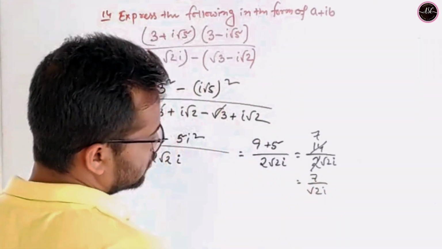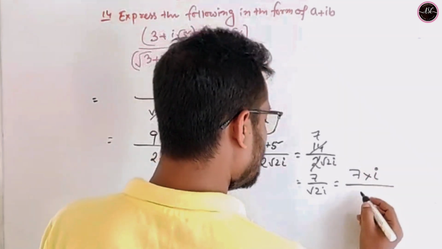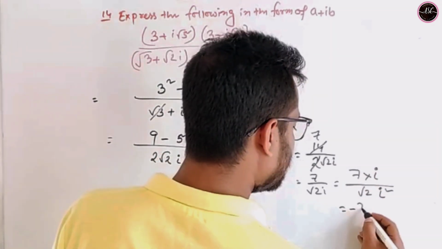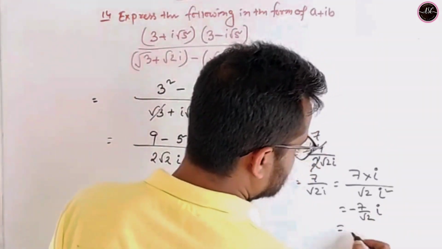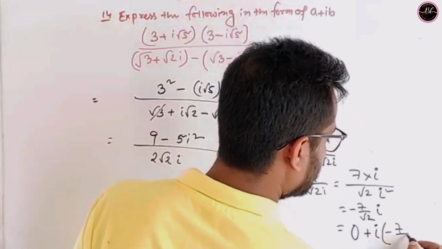Now rationalize this. We get 7 into i divided by root 2 i square. So we have i square equal to minus 1. So minus 7 by root 2, and this is i. So this can be expressed as 0 plus i of minus 7 by root 2.